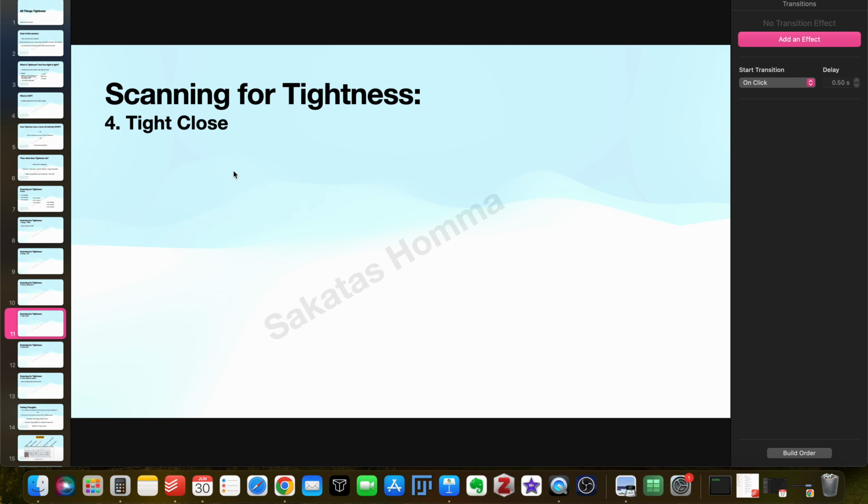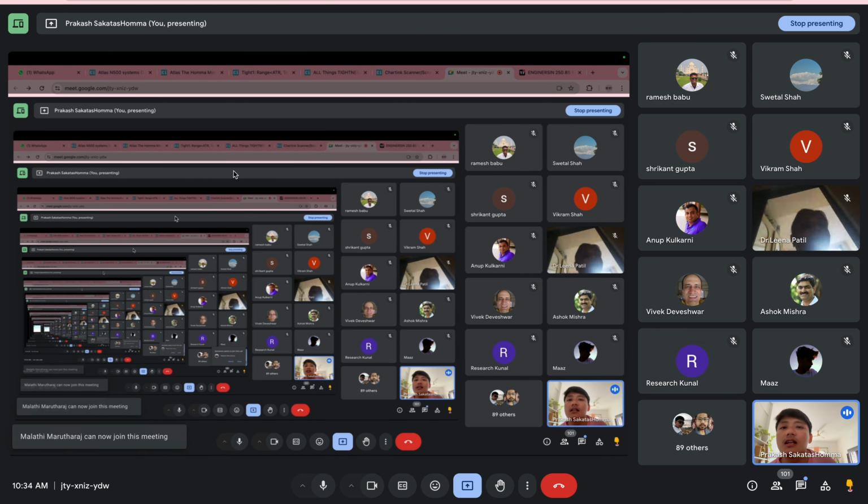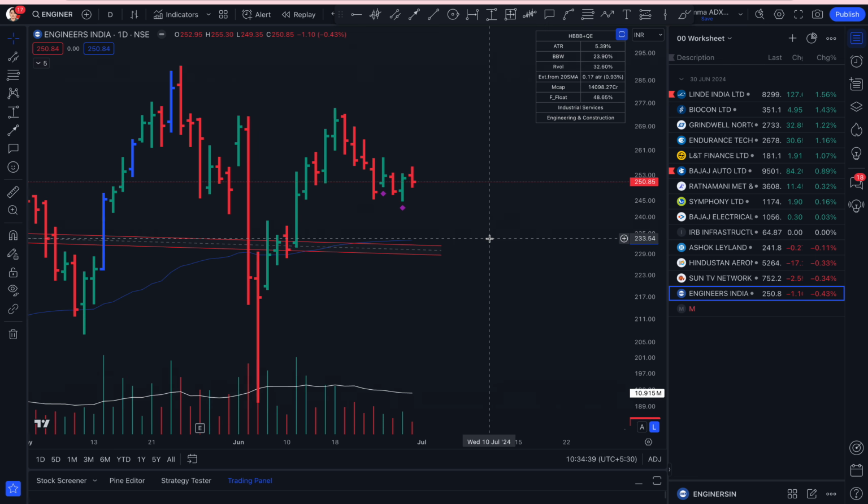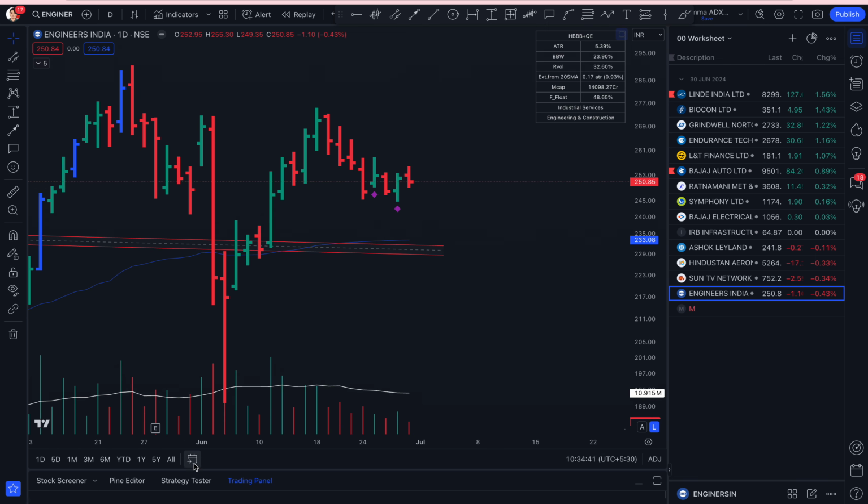Numero 4, tight close. Now this is another concept people have been using to scan for tightness. So one very famous tight close is 3 weeks tight close. Right? So what 3 weeks tight close basically tells you is that if the close, let's go to week.